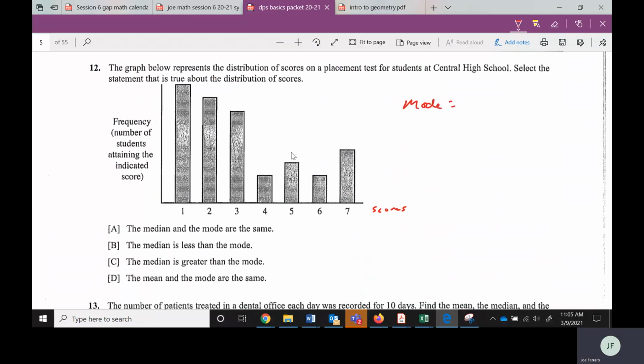Now, the one thing we can know for sure, the mode is the number that occurs most often. Well, we don't know how high this number is because they don't show us over here, but the highest one is a score of 1. So the mode is 1.